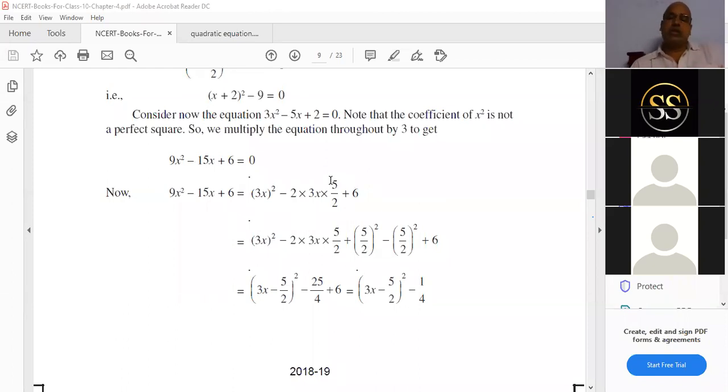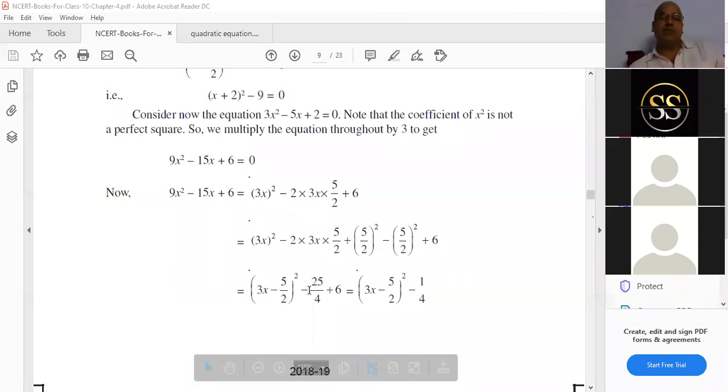Yes, sir. Is it clear? Yes, sir. How I wrote 5 by 2 here? 6x into 5 by 2 means I'll get 15x. That's why my b is 5 by 2, so b square I have to add. This I am adding now, and this I have subtracted. 6 is there in the question only. Now up to this step, it is in the form of a minus b whole square.